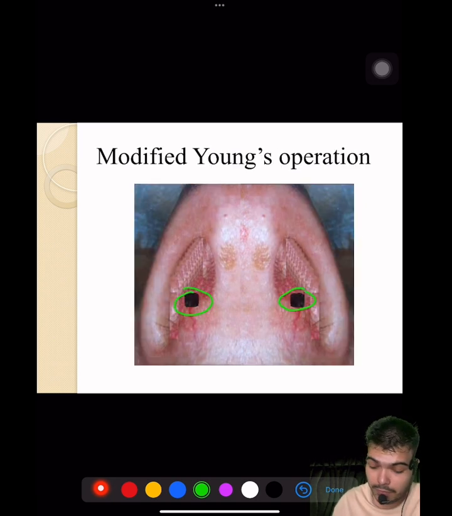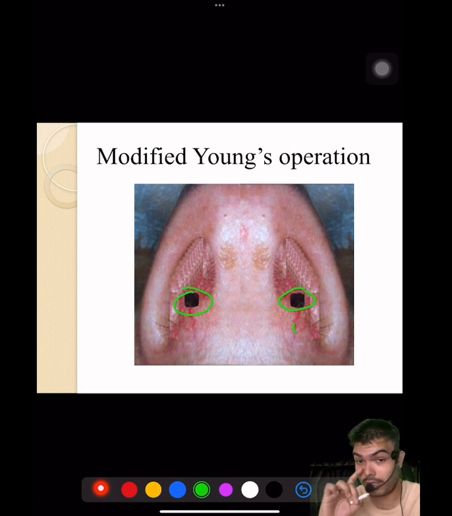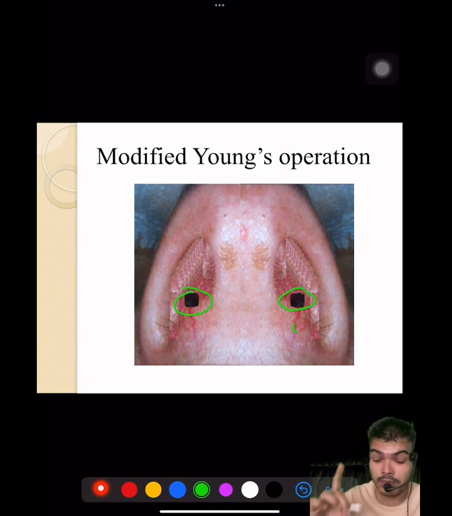From here you can go for a fiber optic scan. You can go for glucose and glycerin insertion. Progress can be monitored with a 2.7 mm nasal endoscope. Glucose and glycerin drops can be instilled. Both nostrils are operated at one sitting. In Young's operation, first this one, then that one. So in modified Young's, it's just one sitting, right?